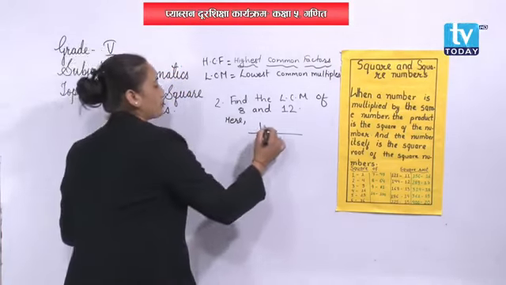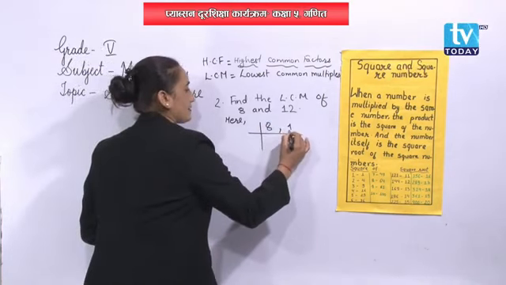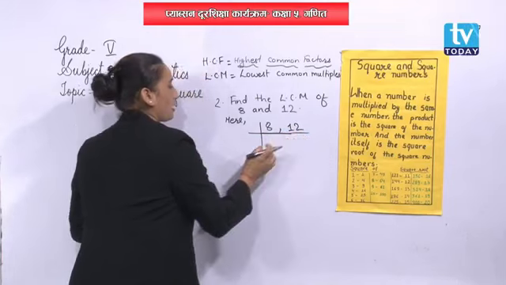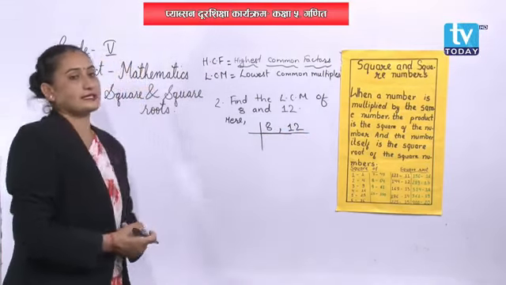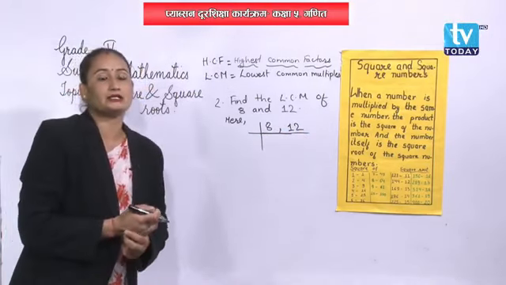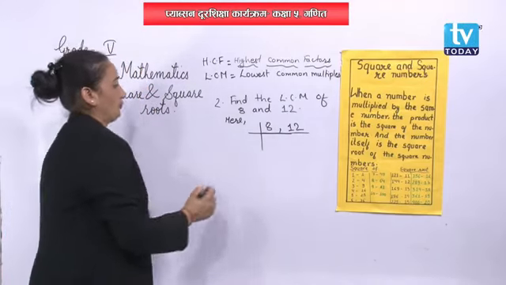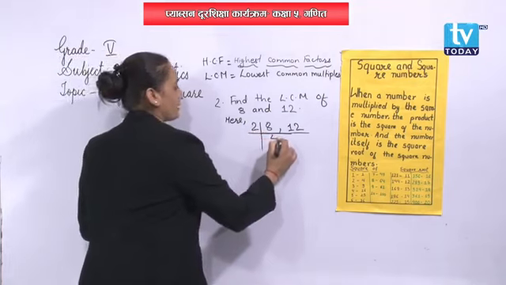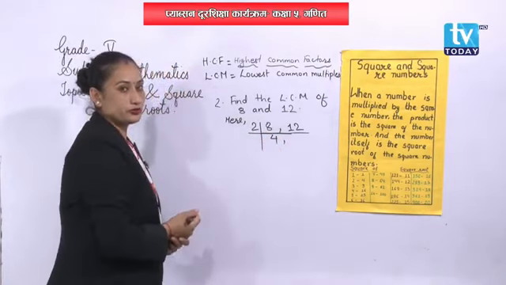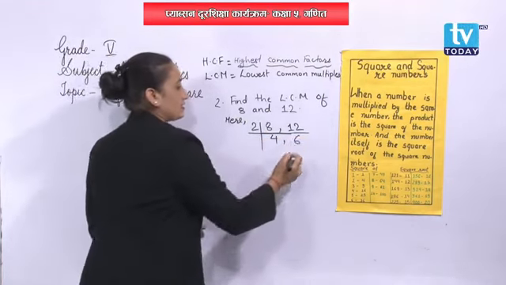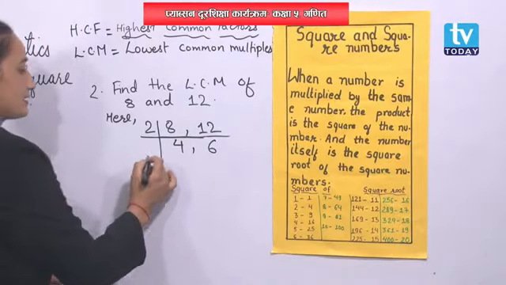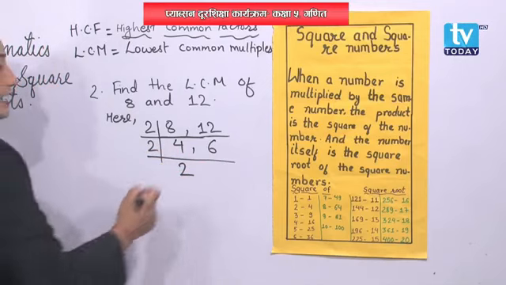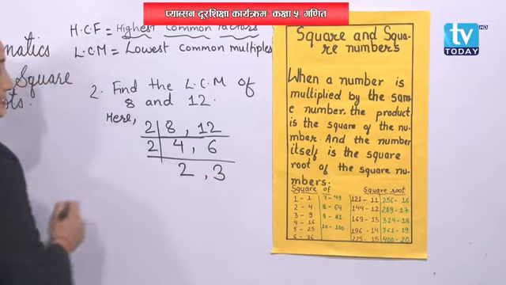That's why we are going to put both numbers in the same place, in the same division form. Okay, now students, once again, let's divide with the smallest number, that is 2. 2 times 4 is 8. Now 2 times 6 is 12. Once again, 2 times 2 is 4 and 2 times 3 is 6.